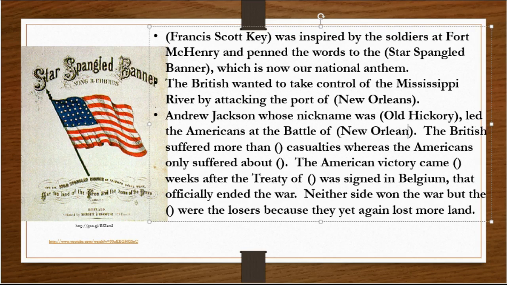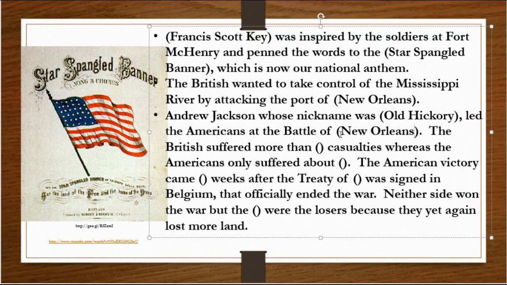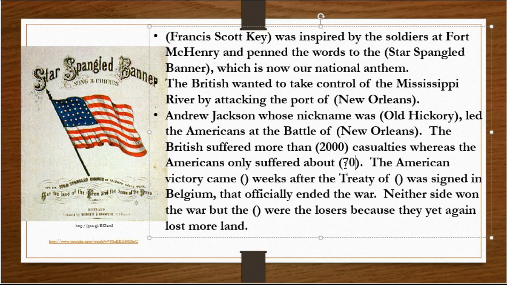Okay, the Battle of New Orleans takes place, and the Americans win handily. The British suffer more than 2,000 casualties. That's 2,000 men that are either killed, wounded, or missing after the battle. The Americans, on the other hand, only suffer about 70 casualties. That is incredible. That's an incredible victory for the Americans, and that victory was a very important part of the war.